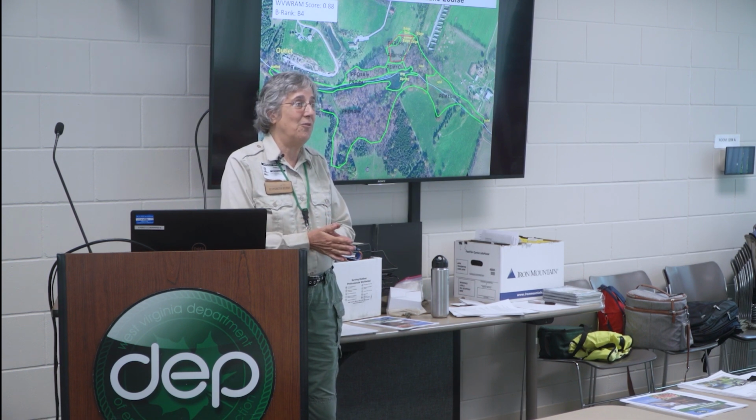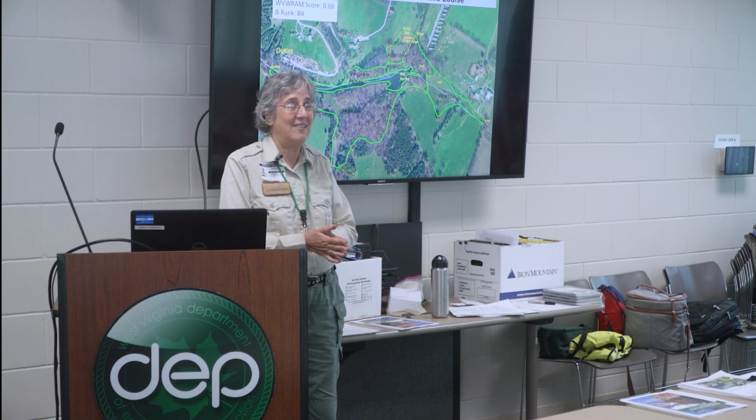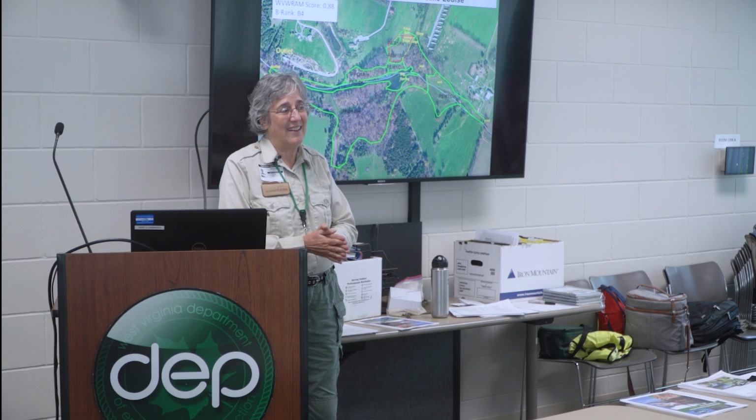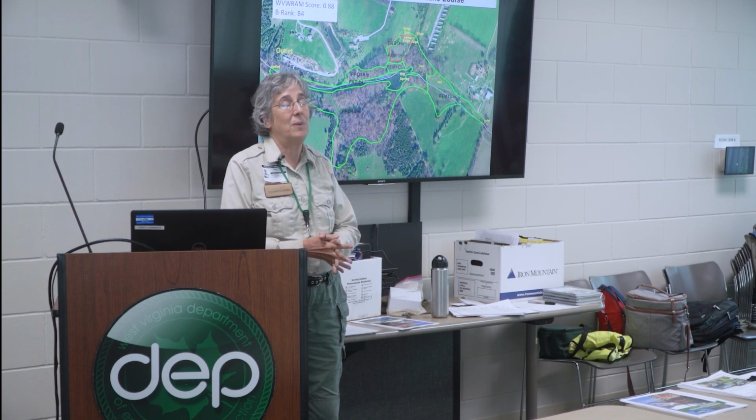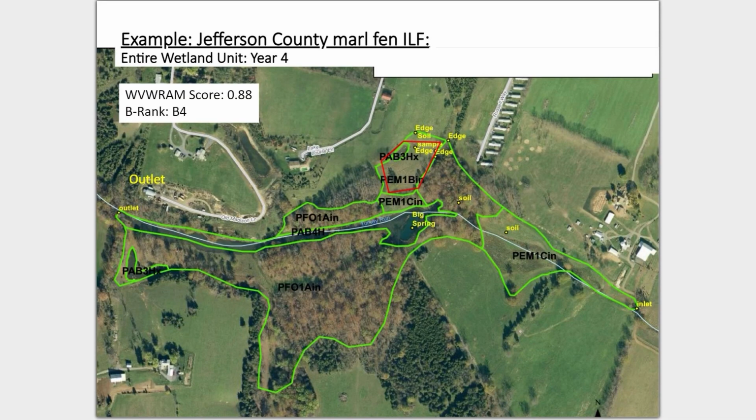There's a whole host of rare marl species that grow in emergent wetlands in Jefferson County, and the forested wetlands are fairly humdrum. The emergent wetlands are spectacular. So this was a complicated project. The B rank here is a B4. It's getting up close to being an exemplary, but it's outstanding state biodiversity. The score of the entire wetland is a 0.88.